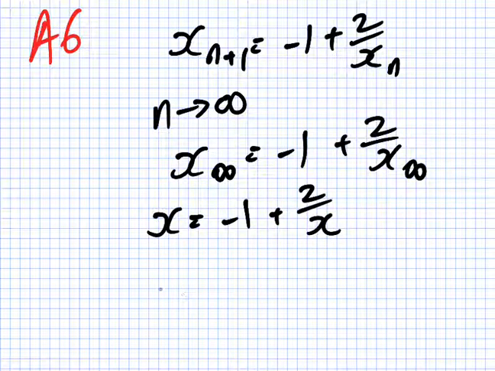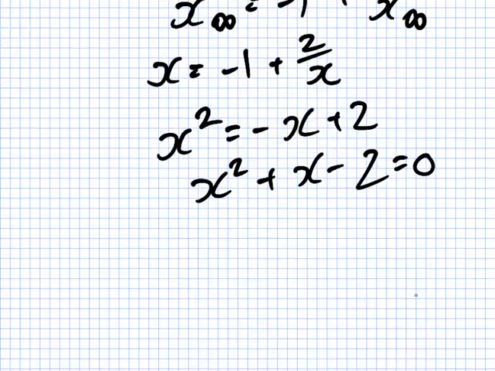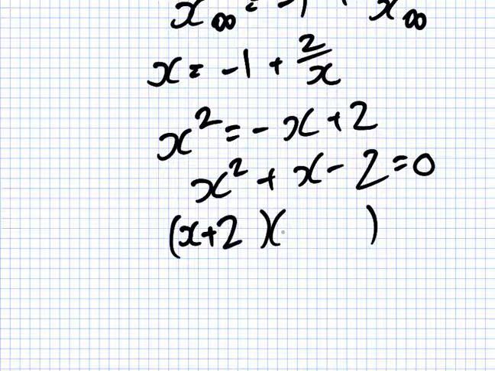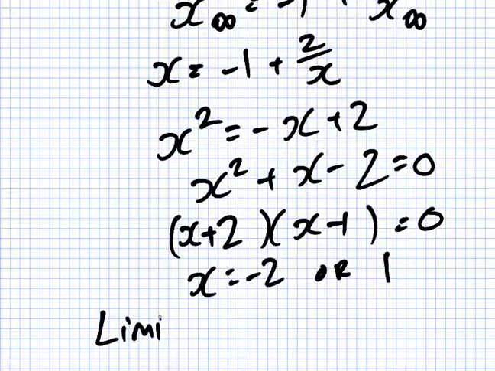for x. Multiplying everything by x, we get x squared equals minus x plus 2. So we get x squared plus x minus 2 equals 0. Let's see, this will have two solutions. (x plus 2)(x minus 1) equals 0. So x equals minus 2 or 1. So the limit is minus 2 or 1.